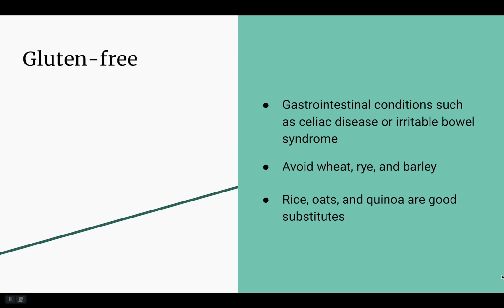Gluten-free. The gluten-free diet is typically prescribed for people with gastrointestinal conditions such as celiac disease or irritable bowel syndrome because their symptoms are aggravated by gluten. Gluten is found in wheat, rye, and barley, so rice, oats, and quinoa are good substitutes. There are many gluten-free pasta, cereal, and bread products available.